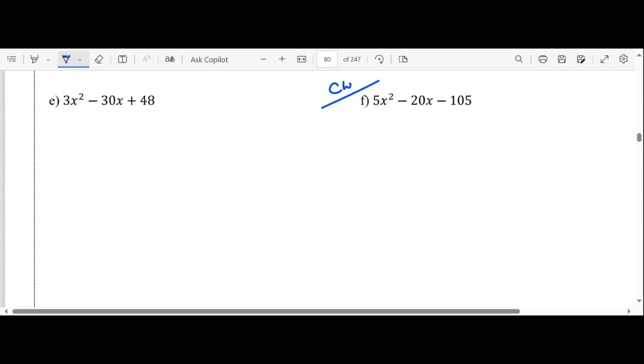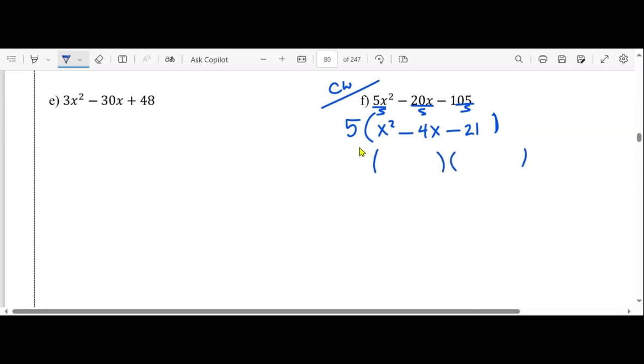All right, so you finished? So what is common here? 5. 5 is common. What's left? So we have to divide by 5 for each one, right? So you get x squared minus 4x minus 21. Now we have to factor.